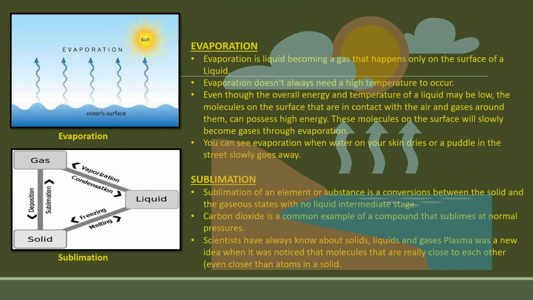Sublimation. Sublimation of an element or substance is a conversion between the solid and the gaseous states with no liquid intermediate stage. Carbon dioxide is a common example of a compound that sublimes at normal pressures. Scientists have always known about solids, liquids and gases. Plasma was a new idea when it was noticed that molecules can be really close to each other, even closer than atoms in a solid.